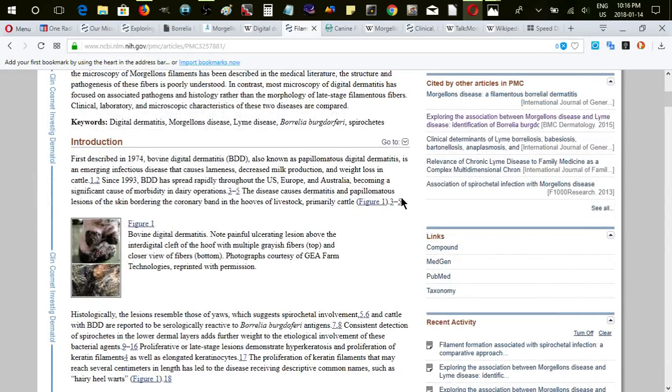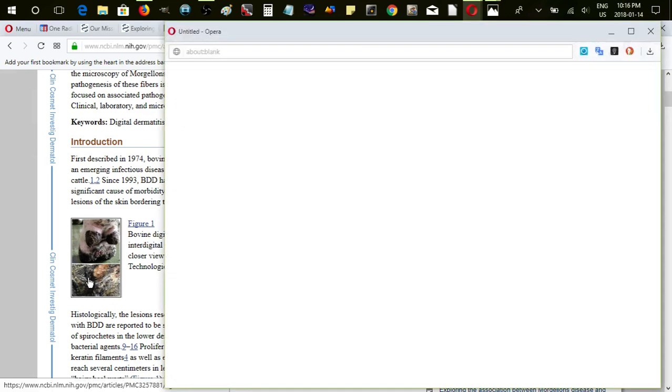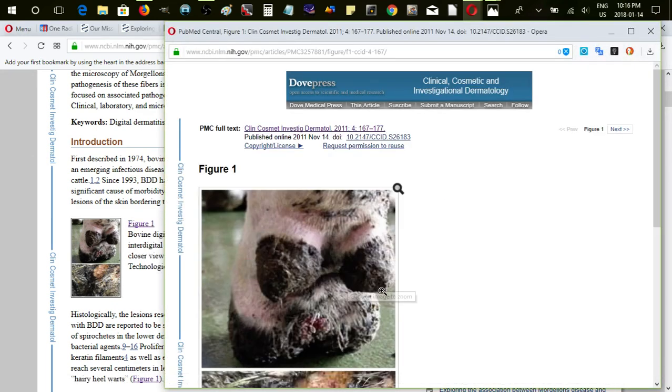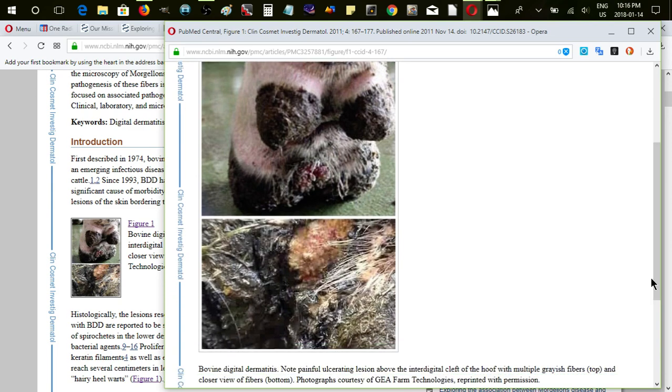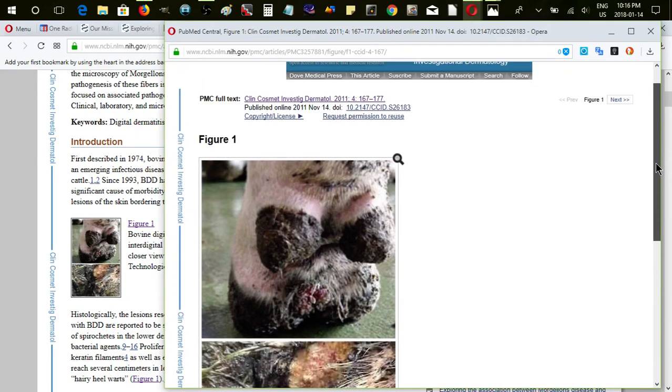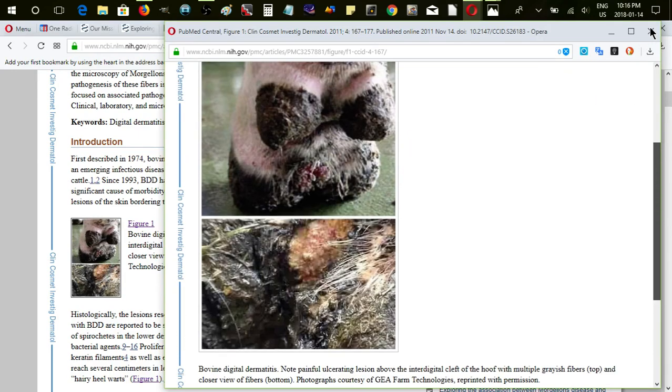First described. Oh, here's the lesions. These are horrible looking things. There we go. And there are little hairs coming out of them. And yeah, it's a gross, disgusting thing. I haven't seen it. I guess I luckily left the farm before it ever happened at home.